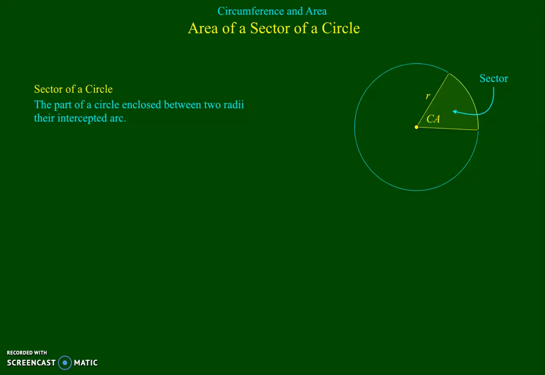This is part 3 of the series Circumference and Area, and we're going to start out this part by looking at sectors of a circle. Now, a sector of a circle is simply this pie-shaped piece of a circle. Whenever you cut out a pie-shaped slice, that is a sector. And that's all a sector is: part of a circle enclosed between two radii and their intercepted arc. So these are two radii, and this is the intercepted arc.